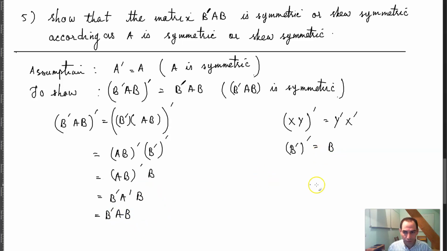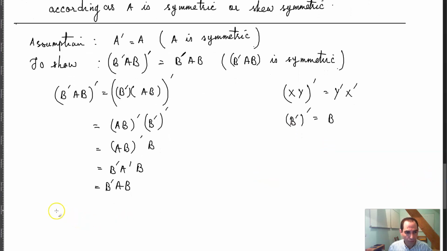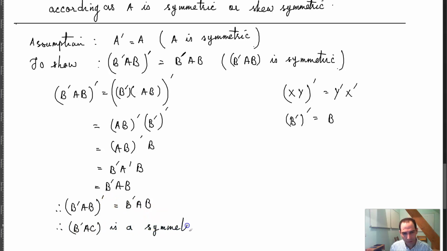And therefore you can say that B prime AB whole prime is equal to B prime AB, which means that B prime AB as a matrix is a symmetric matrix. That is if A is symmetric.